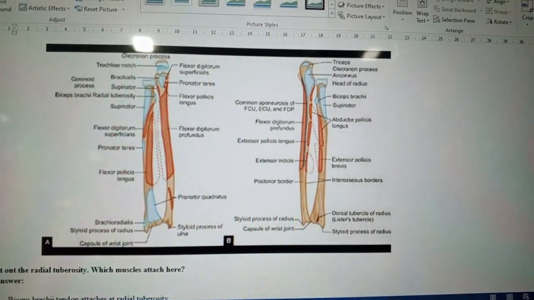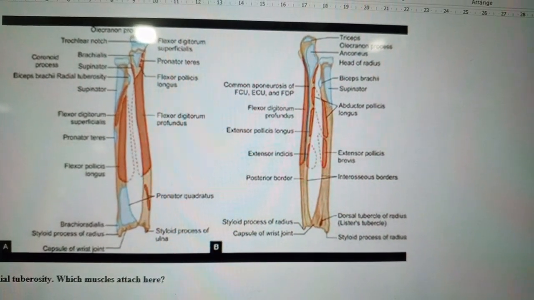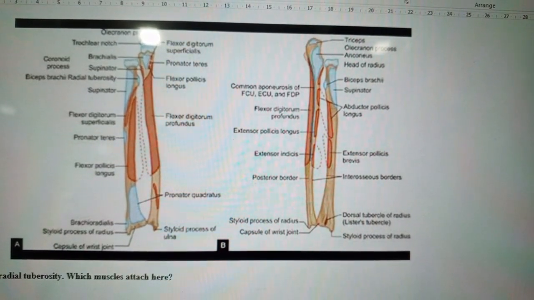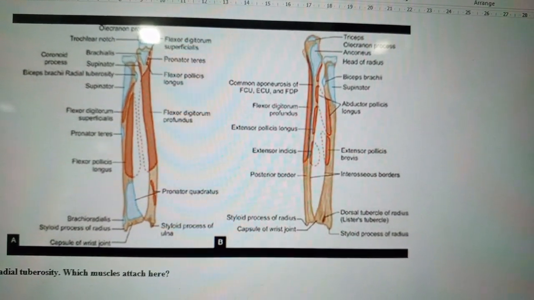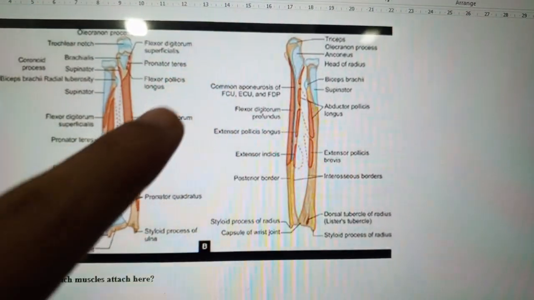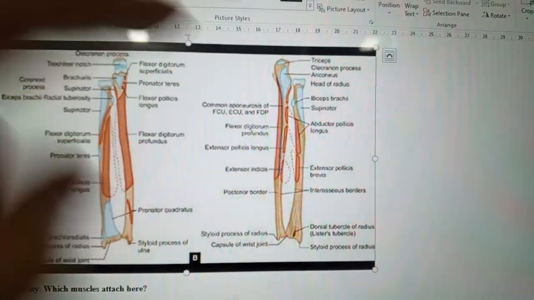In this video you can see A is the anterior view and this is the posterior view. On the anterior view you can see these muscles are attached like this, and this is basically the ulna, and this is the radius. Okay, and this is the radius and this is the ulna.